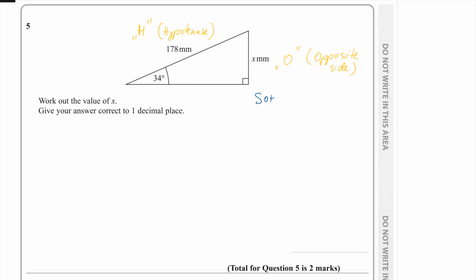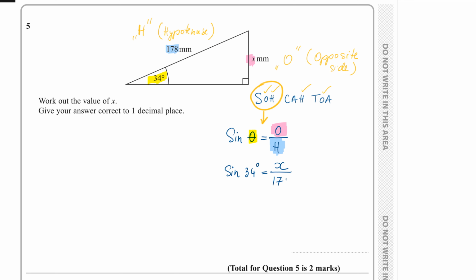Then write out SOH CAH TOA. We tick off the O's for the opposite side. Then we tick off the letters H from hypotenuse. And the group that has the most ticks, so, will be the formula that we need to use. Sine theta is equal to opposite over hypotenuse. Replacing the values, theta is 34 degrees, so sine theta is sine 34. This is equal to x over 178.